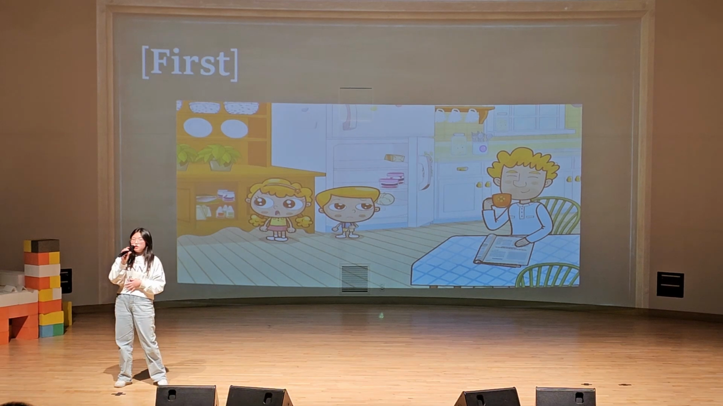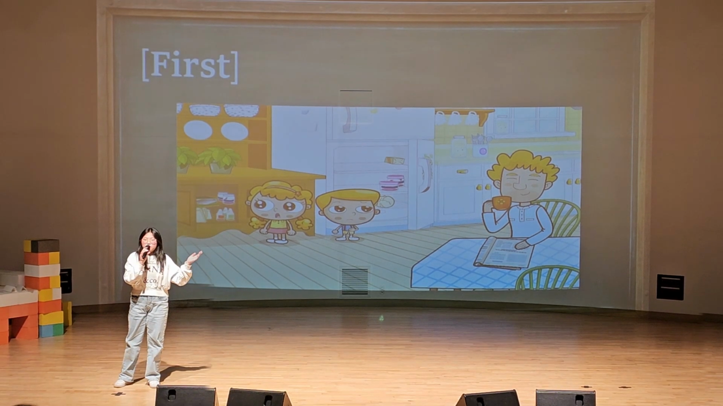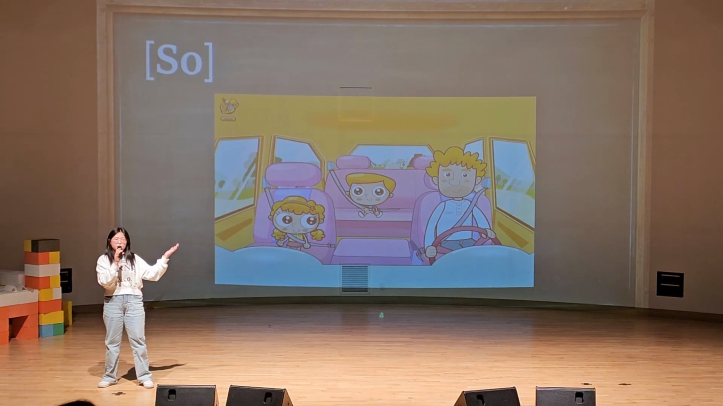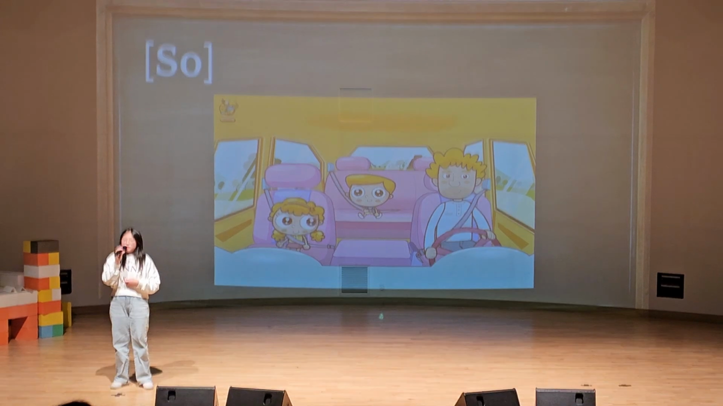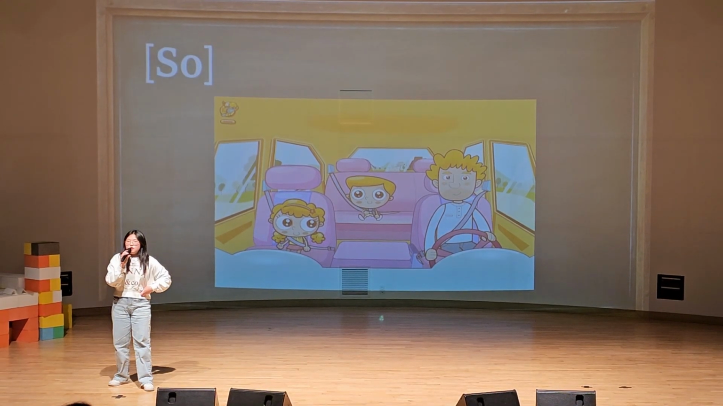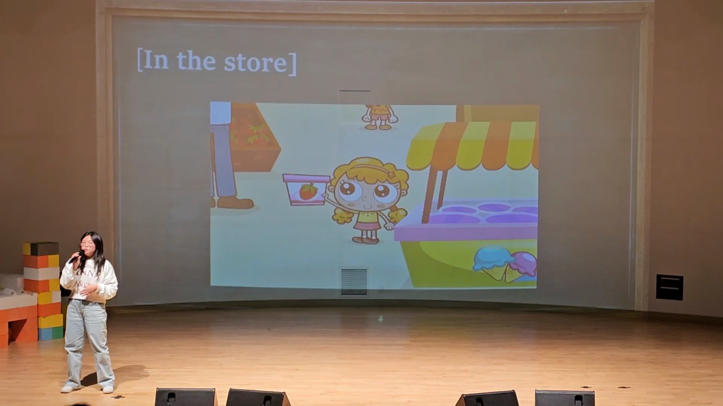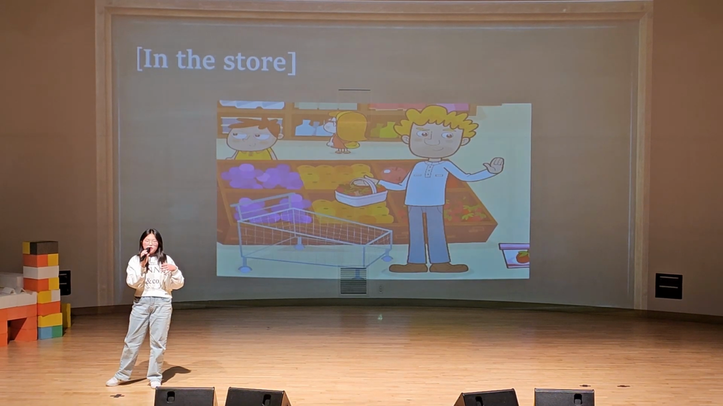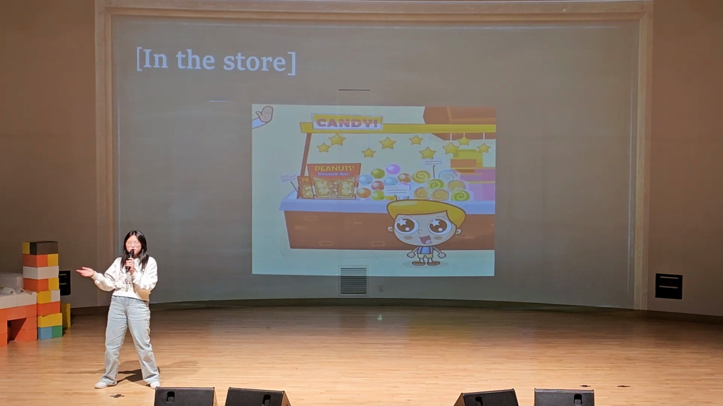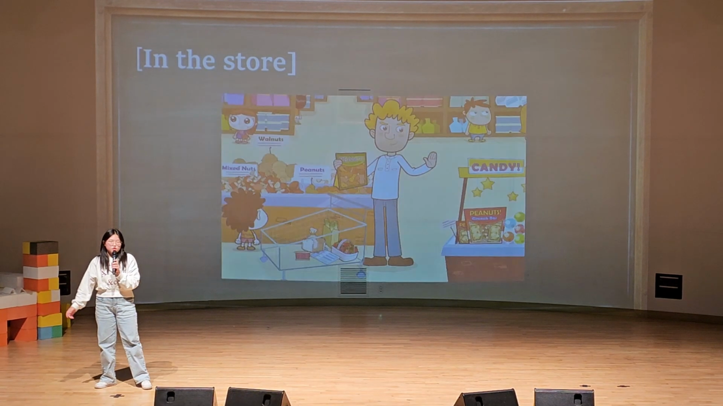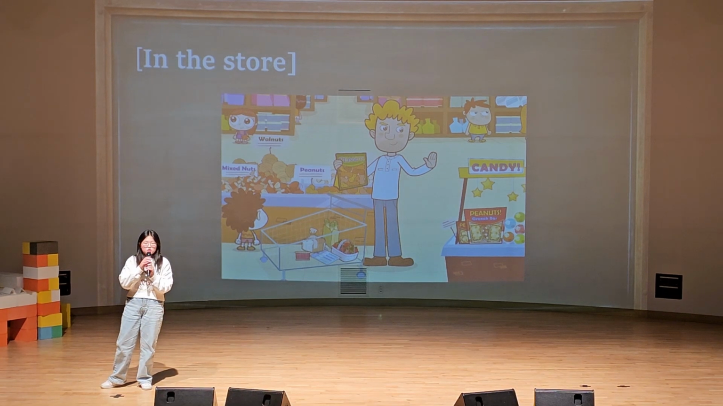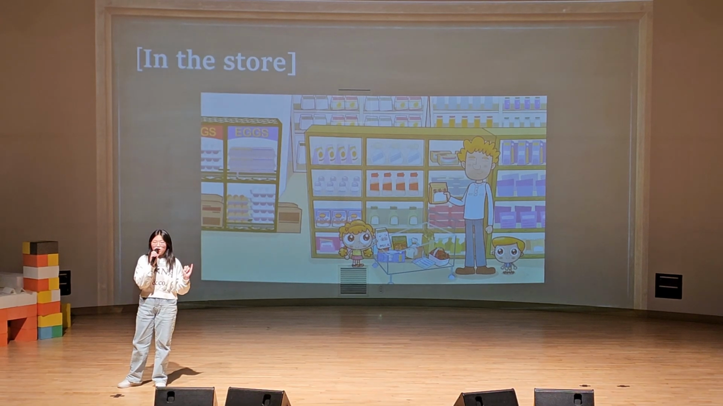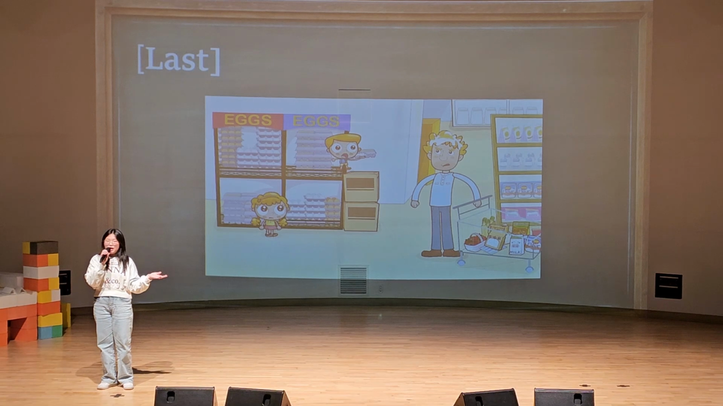First, the kids are hungry, so they go to the kitchen, but there is no food in the kitchen. So, Mr. John drives to the supermarket, and Emily and Miles wear seat belts in the car. In the store, Emily wants strawberry ice cream, but Mr. John puts strawberries in the cart. And Miles wants peanut candy, but Mr. John puts a bag of peanuts in the cart. And they put milk, butter, sugar, and flour in the cart. At last, they get eggs.